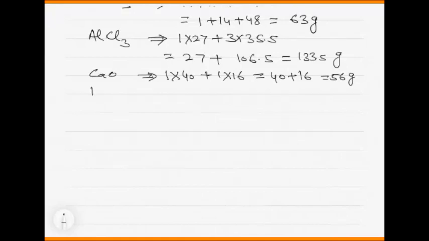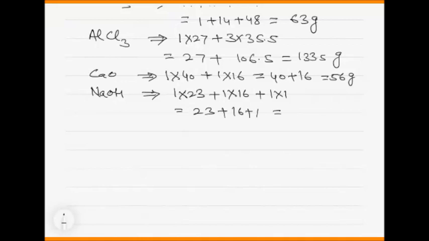After calcium oxide, let us go for sodium hydroxide, NaOH. So NaOH is again quite simple. Na is 1 into 23 plus oxygen is 1 into 16 and hydrogen is 1 into 1. So it comes out to be 23 plus 16 plus 1. If you add all three, it comes out to be 40 grams.